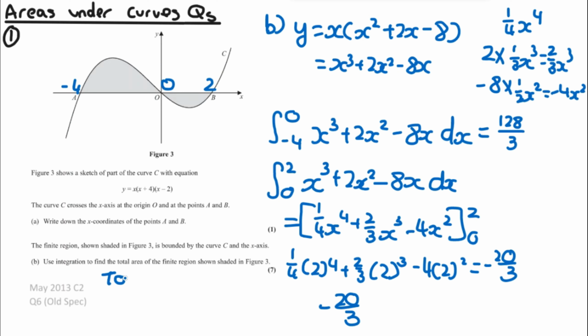So therefore, the area is just minus 20 over 3. So the total area is going to be equal to the two parts added together. So this part is 128 over 3, and then this part, we make this positive, so it's 20 over 3. And if you put this into a calculator or just figure it out, it's equal to 148 over 3.